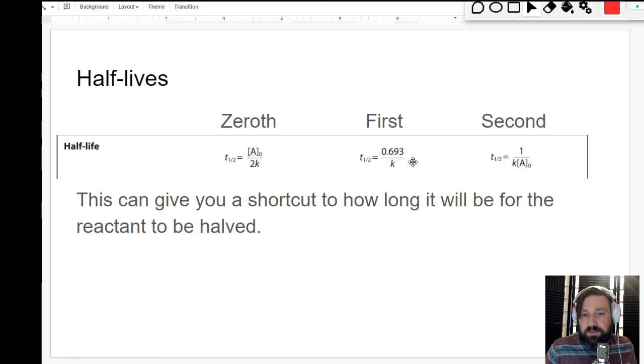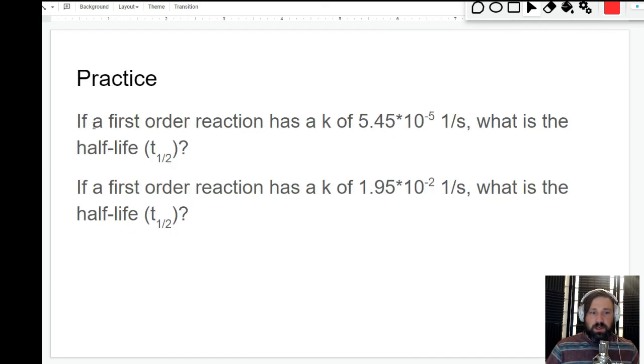Whereas the first order reaction is a little bit more involved. There is a special number here. It has to do with that natural log: 0.693 over k, and that will tell you how long it takes to reach half. Second order reactions, I don't even think AP really asks this at all, so don't worry about that. These are all going to be on that little cheat sheet that I give you. And here you can just ask, what is the half-life of a first order reaction that has this k? It's pretty simple.